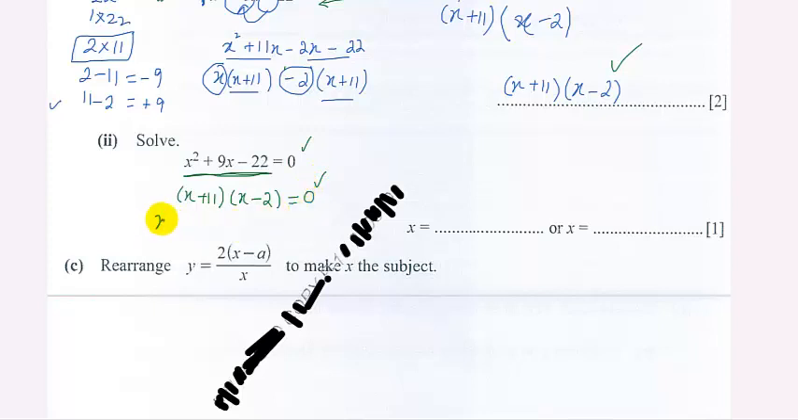So we will say, okay, here x plus 11 is equal to 0, or x minus 2 is equal to 0. From the first part, if we bring 11 on the other side, it is minus 11. And from here, if we bring this minus 2 on the other side, x is equal to plus 2. So the solutions are minus 11 and plus 2.